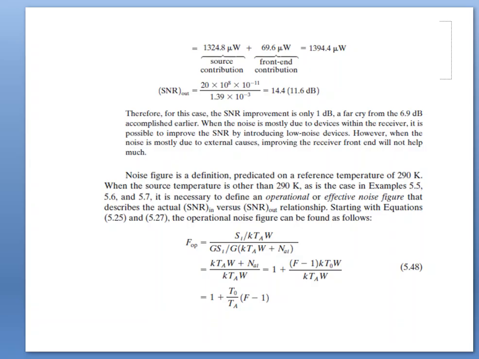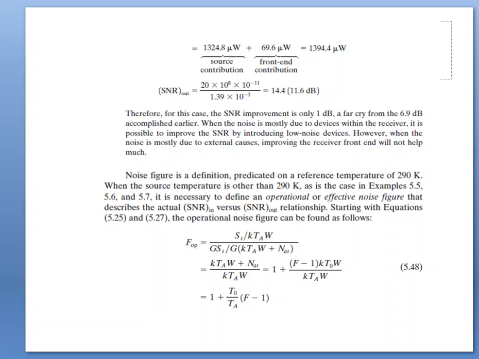When the noise is mostly due to the devices within the receiver, it is possible to improve the SNR by introducing low noise devices. However, when the noise is mostly due to external causes, improving the receiver front end will not help so much.